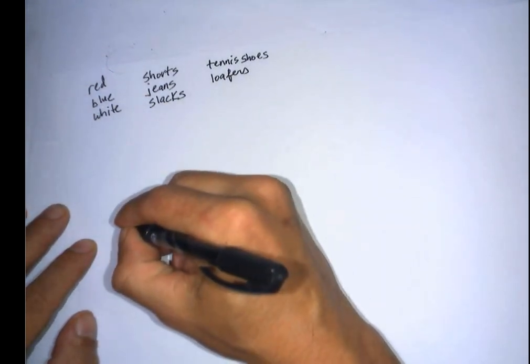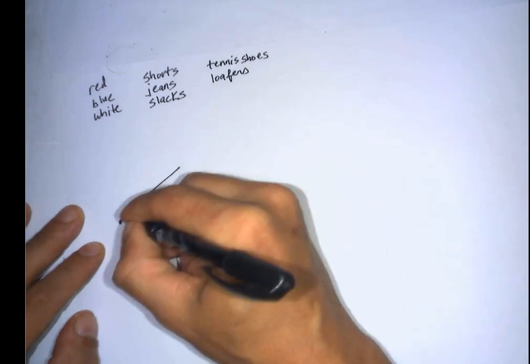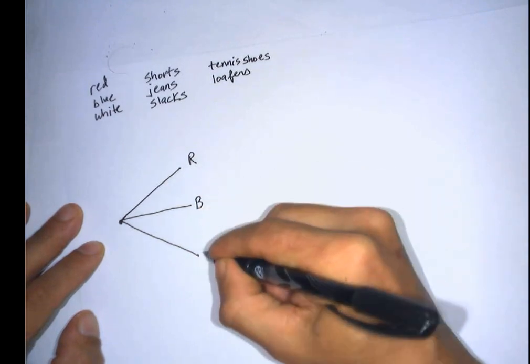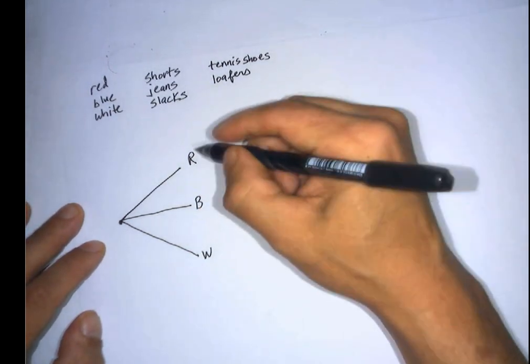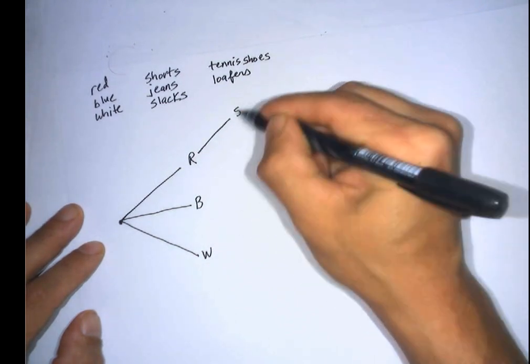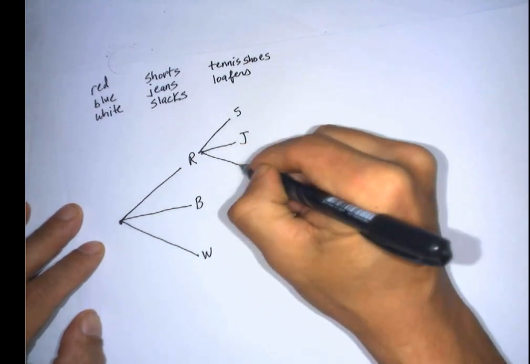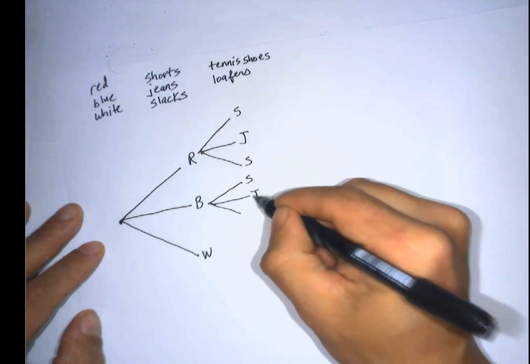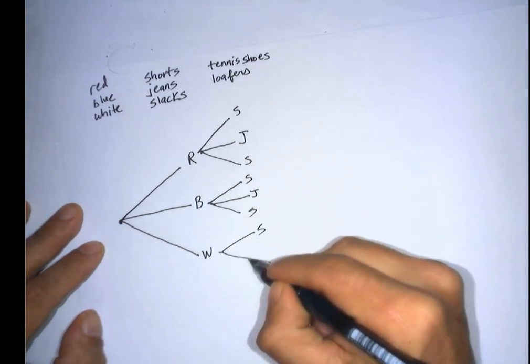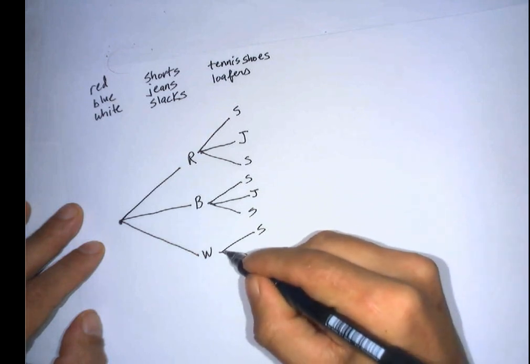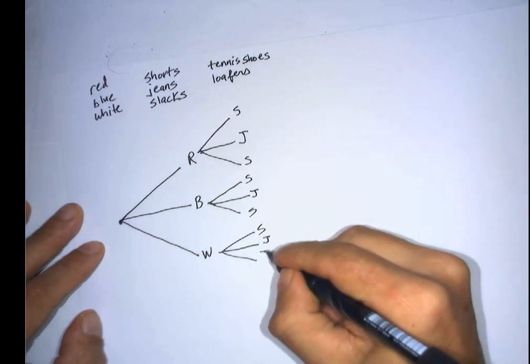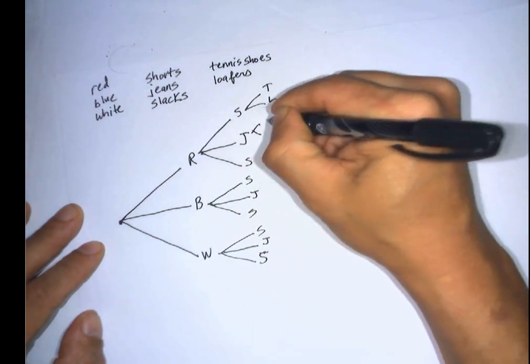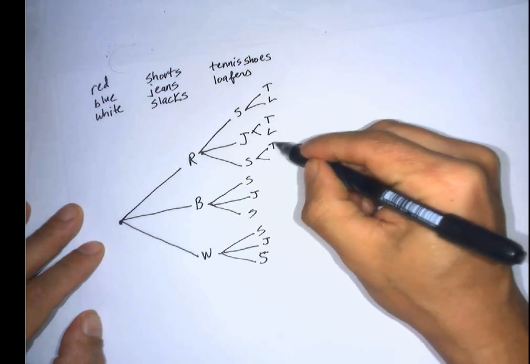So the first one is the shirt. We can have, let me make sure these are really far apart here so that we have plenty of room, red, blue, or white. And for the red shirt, we can go shorts, jeans, or slacks. And then again here we can go shorts, jeans, or slacks. And then again, shorts, jeans, or slacks. And then between each of these, we have two choices, tennis shoes or loafers. So each time, it just branches off to each different little output here.